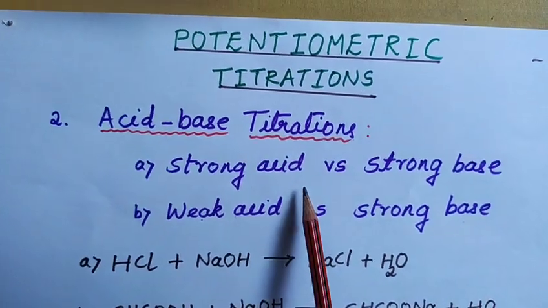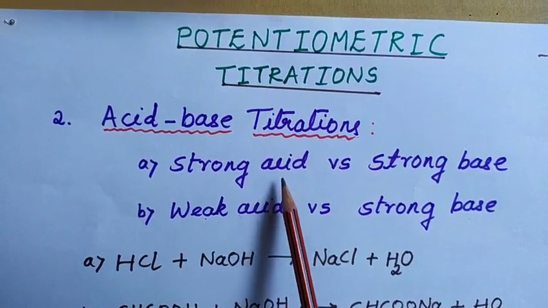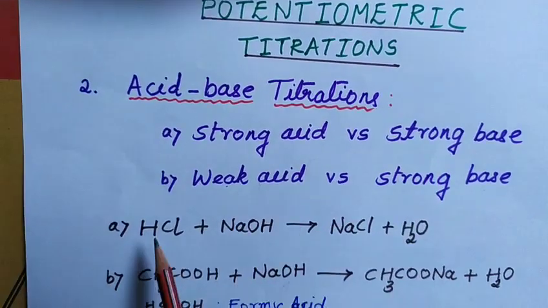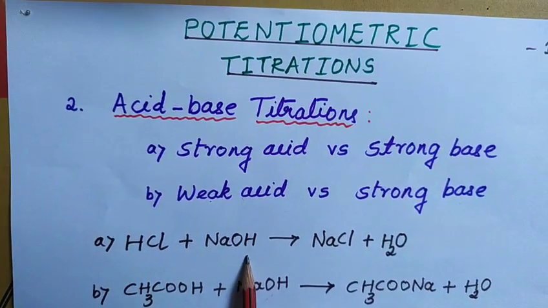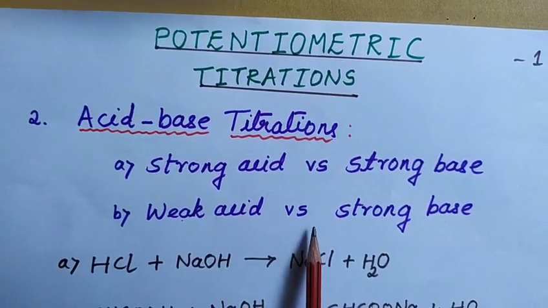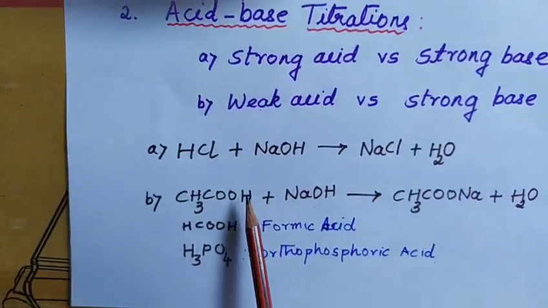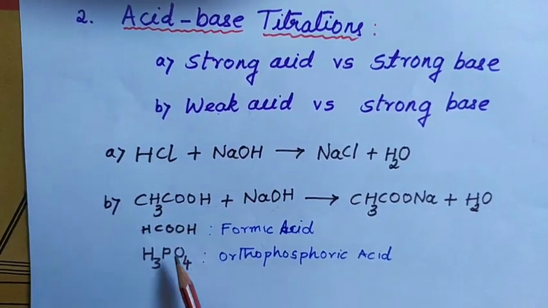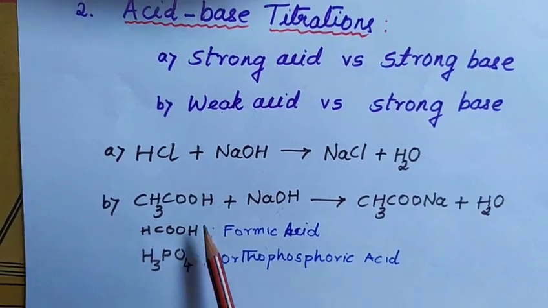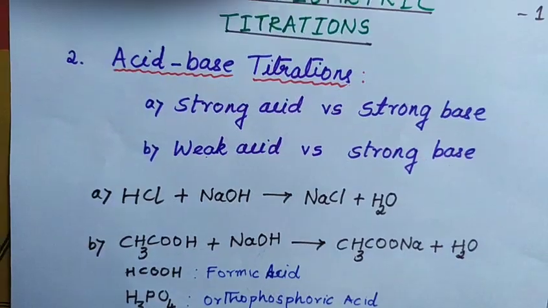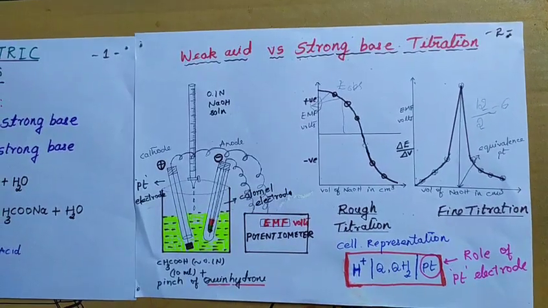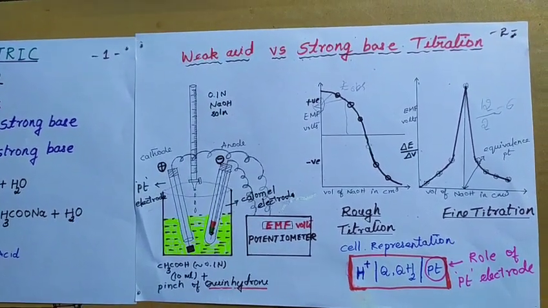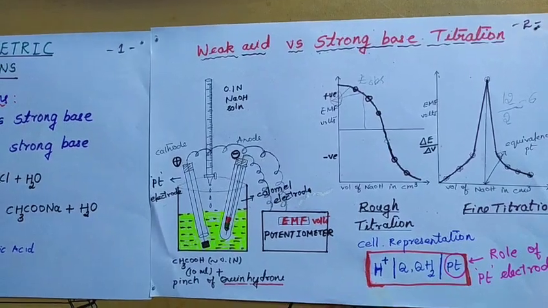So we have two types of acid-base titration: strong acid versus strong base, that is HCl versus sodium hydroxide is an example. Then weak acid versus strong base, we can titrate acetic acid, formic acid or orthophosphoric acid. Any weak acid can be titrated using sodium hydroxide. Now let us understand the titration of weak acid versus strong base.